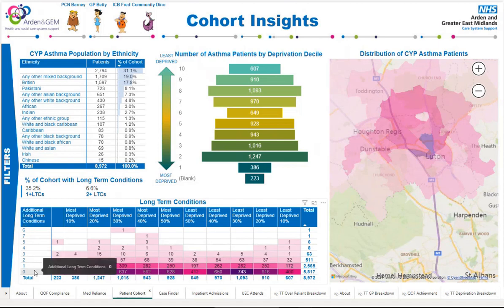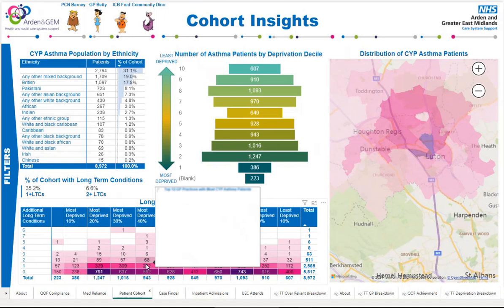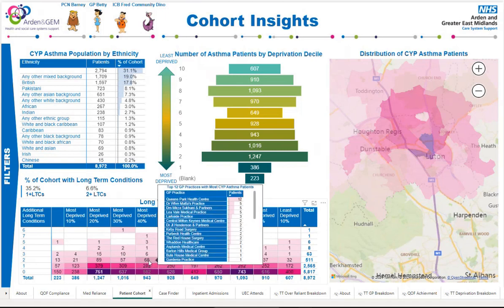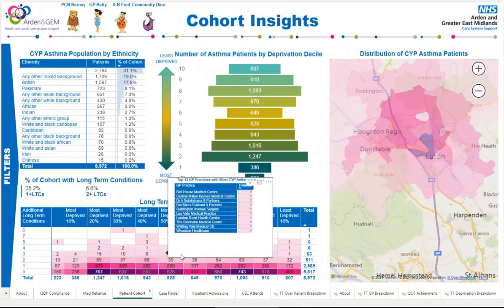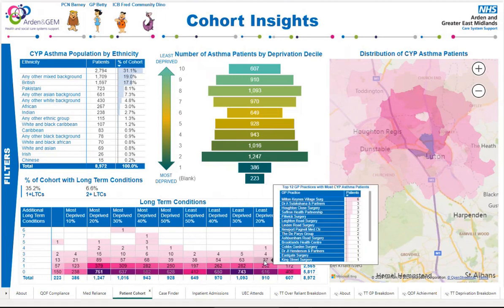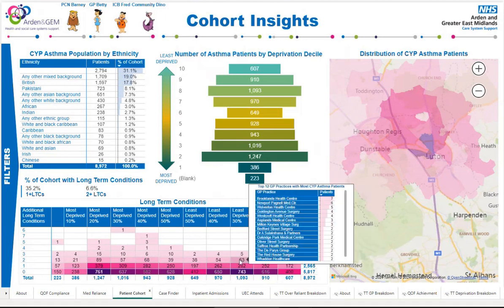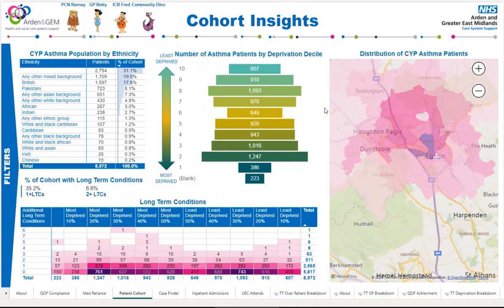Actually, it's not a graph, it's a table. So you can see the number of additional long-term conditions and the deprivation index across the top. And if you hover over, you can see where these patients are registered. So if you're interested in any particular segment, you can just hover over and find your patients.